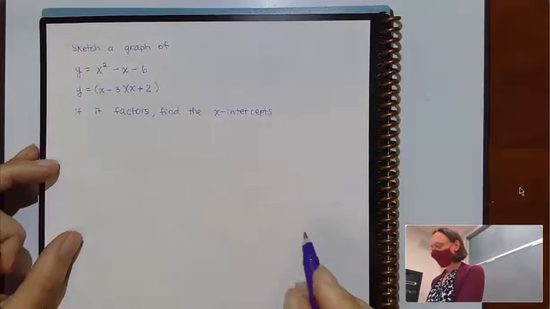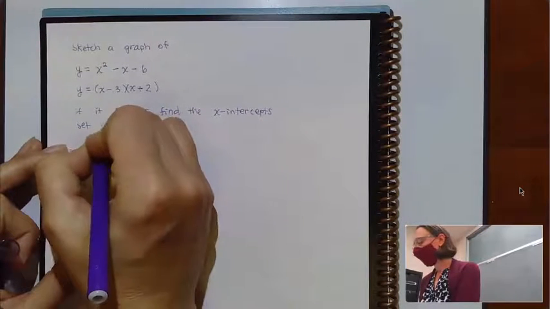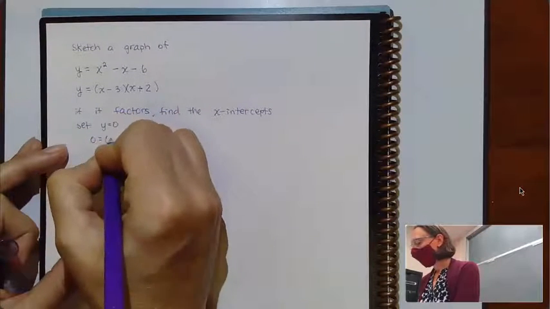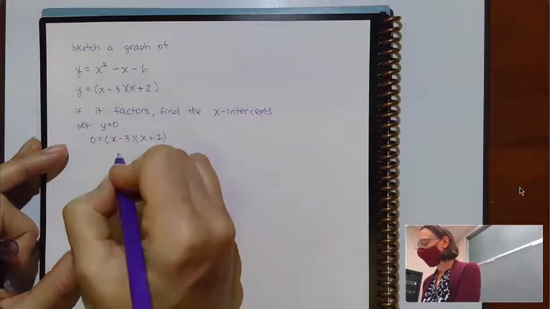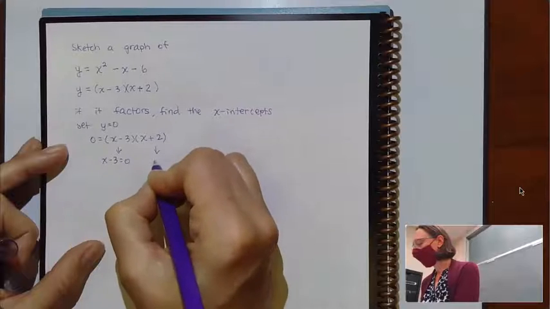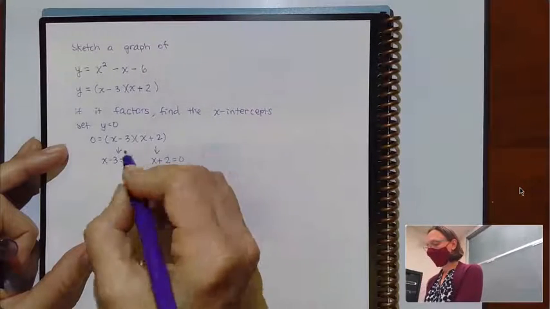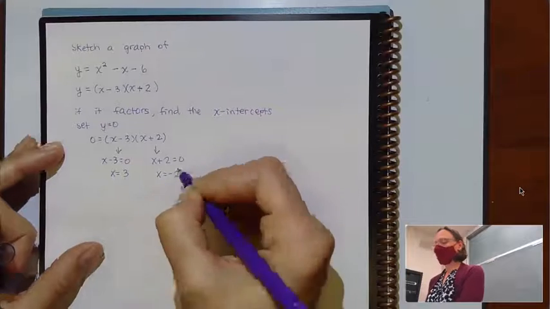So to find those X-intercepts, I'm going to set y equal to 0. I've already got it factored. So that means I know that either x minus 3 is equal to 0 or x plus 2 is equal to 0. And I get two answers. X is 3, x is -2.